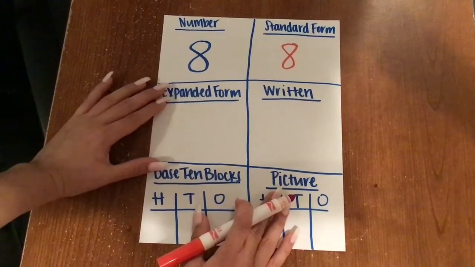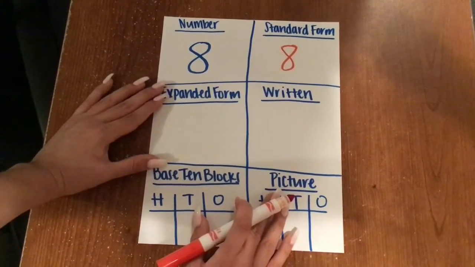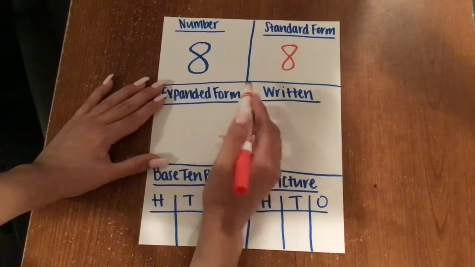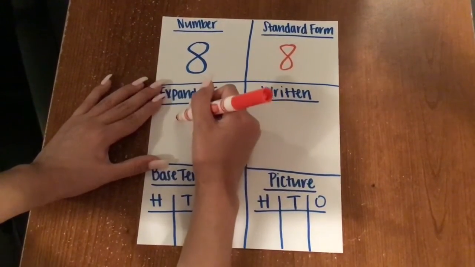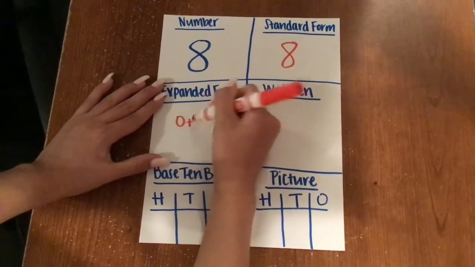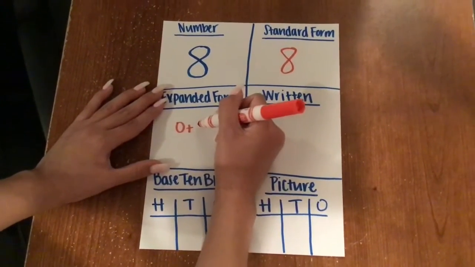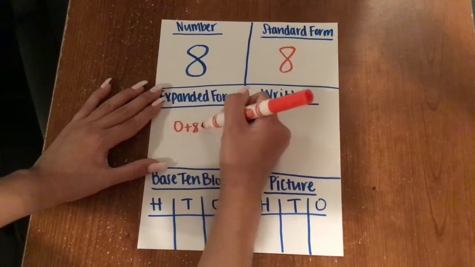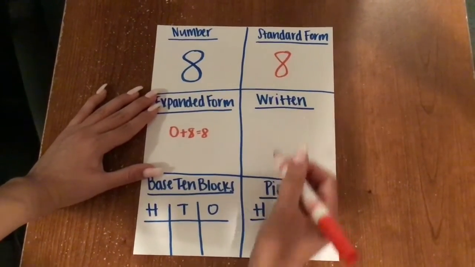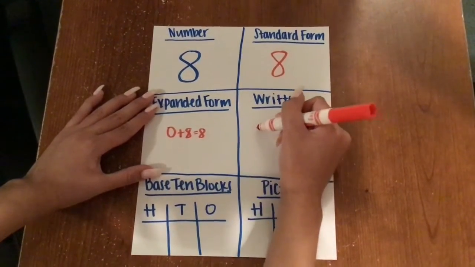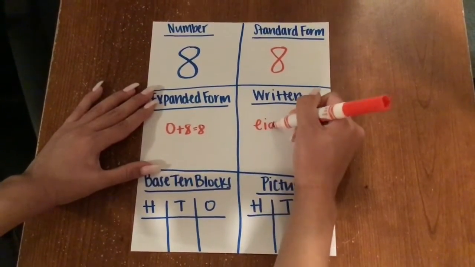Expanded form is when you add the tens and ones. So does the digit 8 have any tens? No. So you're going to put a 0. Then you're adding them. So plus, how many ones does it have? 8 equals 8. Written, you just write the number. So we're going to write the number 8.